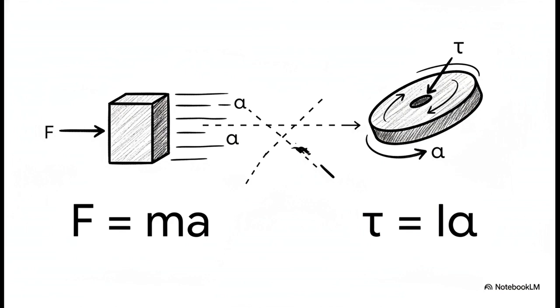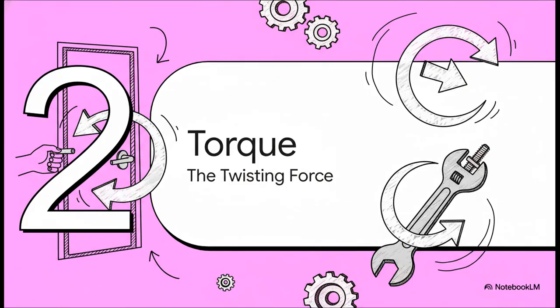Force, F, gets swapped out for something called torque. That's the Greek letter tau. Mass, m, gets replaced by a new concept called moment of inertia, or I. And finally, regular linear acceleration, a, is replaced by angular acceleration, alpha. So let's meet these new characters, one by one. All right, first up is the rotational version of force, torque. This is the big idea that finally answers our door handle question.